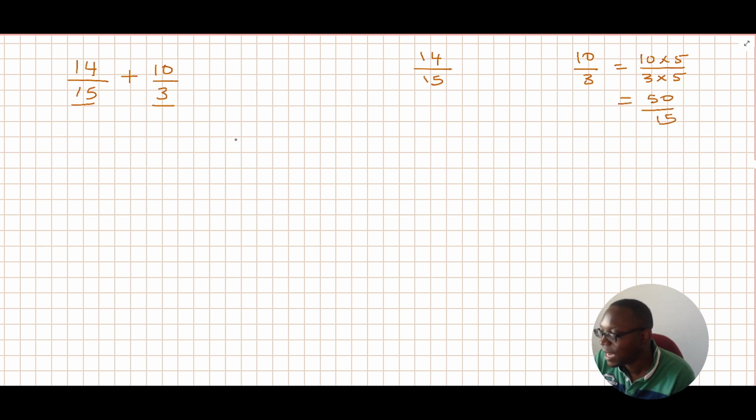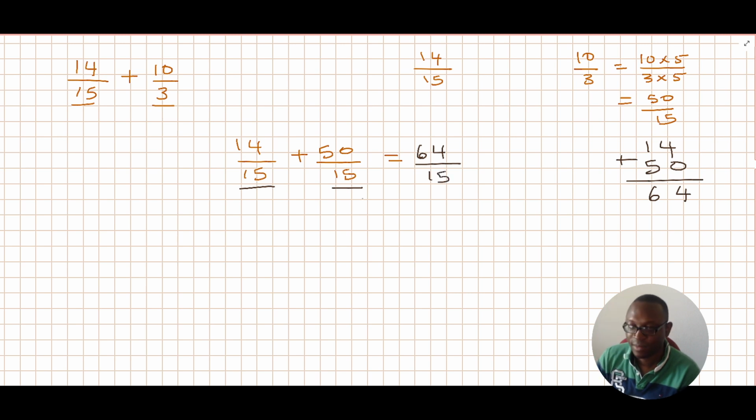So now let's go ahead and add them. 14 over 15 plus 50 over 15. So now, when you have the same denominators, you can add your numerators. So now we have 14 and 50. Let's add them together. 4 plus 0, we have 4. 1 plus 5, we have 6. So this is going to give us 64 over 15.